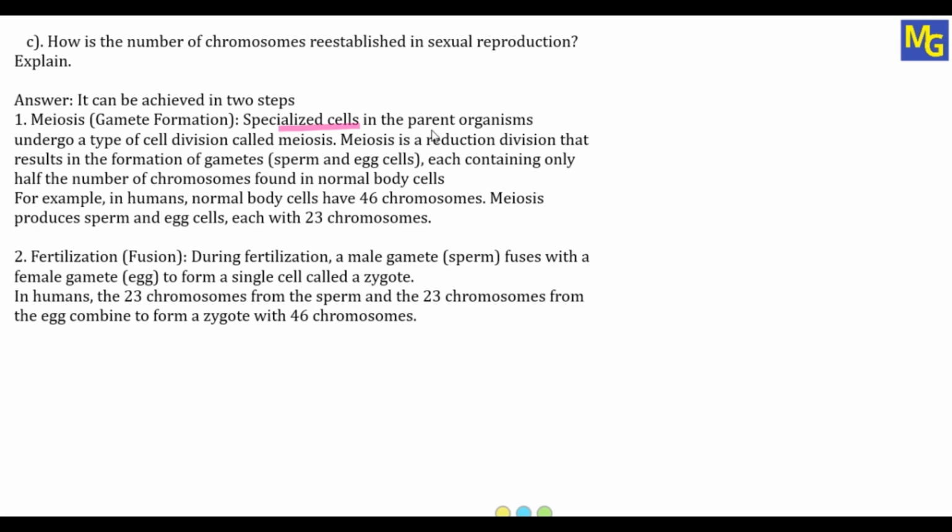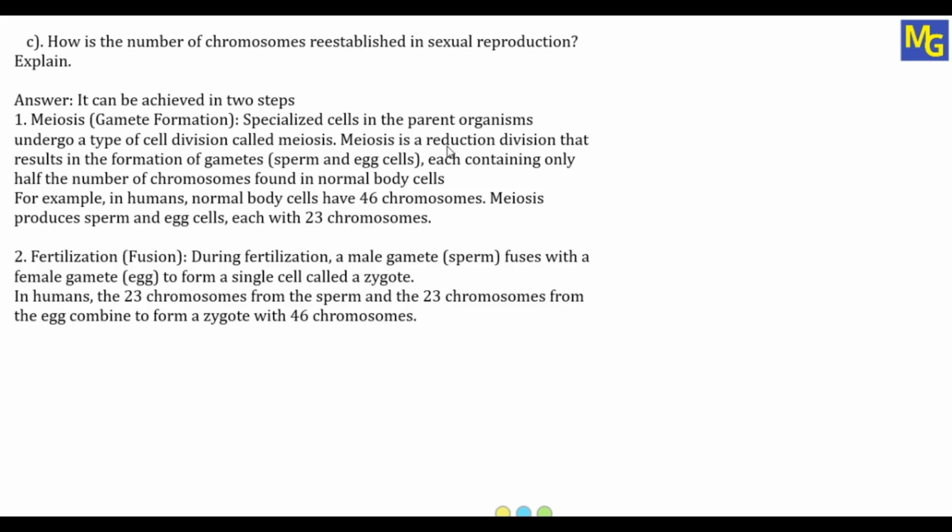Specialized cells in the parent organism undergo a type of cell division called meiosis. So there are some specialized cells in the sexual organs. At a particular period of life, they will mature and perform one special type of cell division which is called meiosis. Meiosis is a reduction division. Reduction means what? What is the meaning of reduction? Reduction means reducing. So whatever number of chromosomes is present in the parent cell, in the main cell, those will be reduced, means decreased, in the daughter cells.